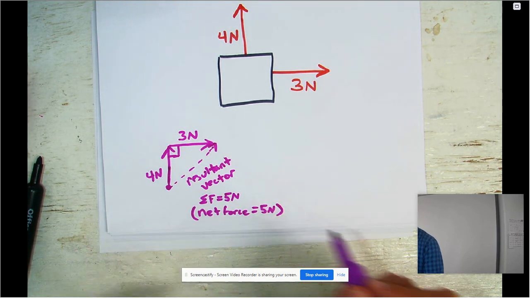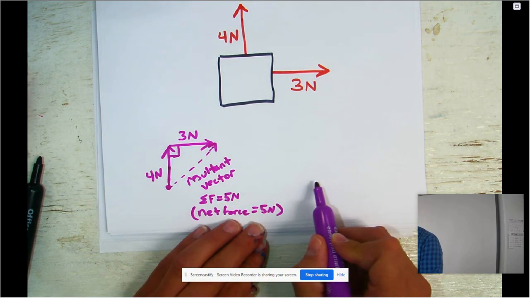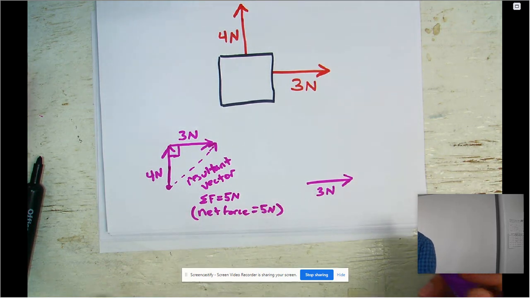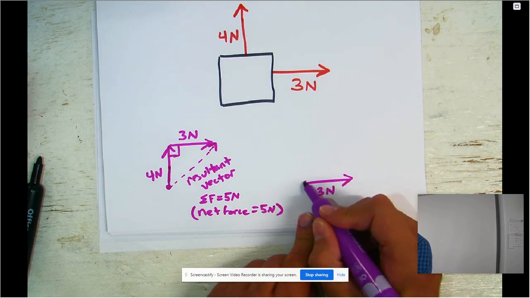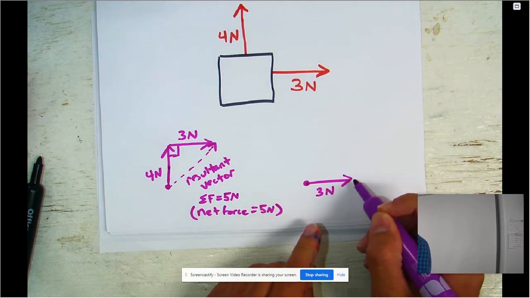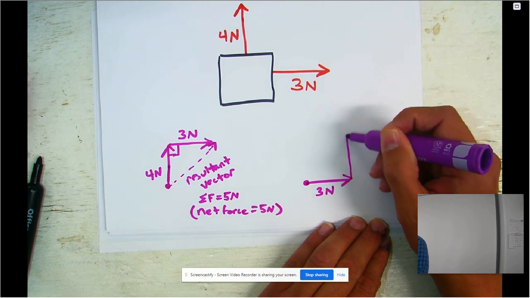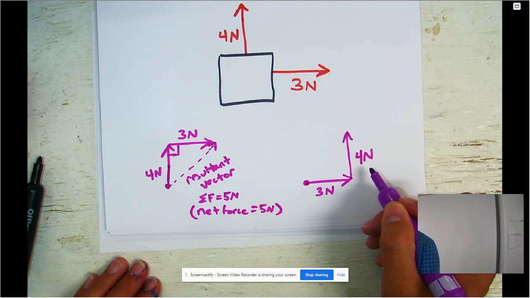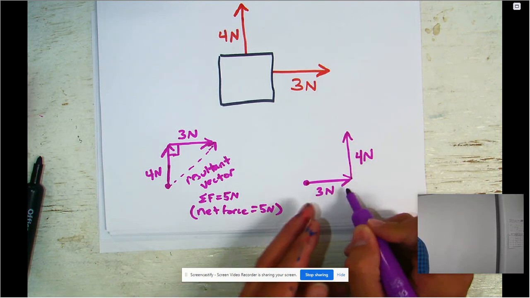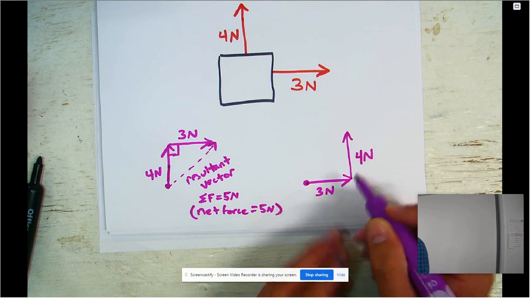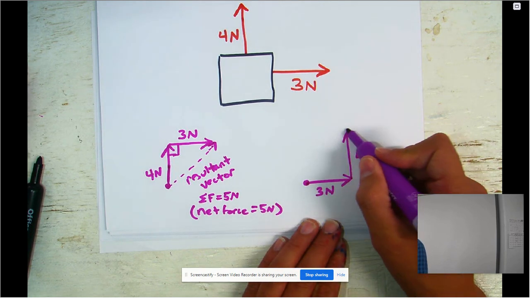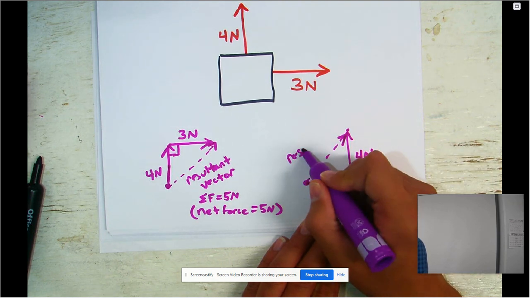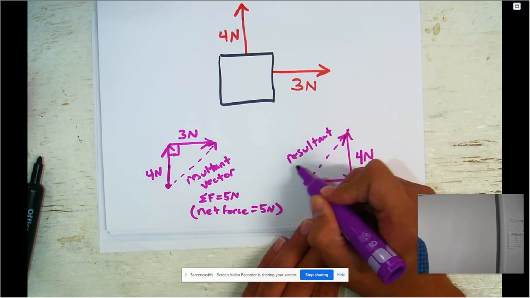So if I go back to this idea that it doesn't matter which one I start with, let's say that I start with 3 newtons first instead. Here's my first force vector of 3 newtons. I start here, I place my arrow. Next, I'm going to place the 4 newton vector here. Notice they're head to tail. I started with the 3 to the right first, but this is where I started, this is where I ended up. So this is my resultant vector.